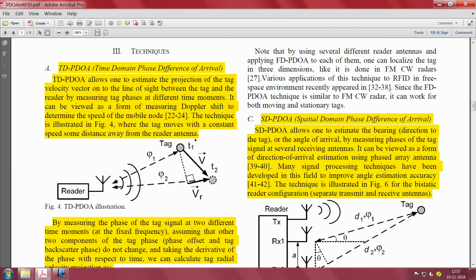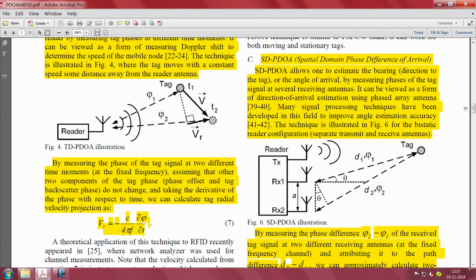So, you will get another tag reading, measuring the tag phases at different time moments, so you are assuming that this tag is moving at a constant speed some distance away from the reader. Now, the idea is that by measuring the phase of the tag signal at two different time moments, you are taking the derivative of the phase with respect to time, which is essentially giving you the velocity projection, right.